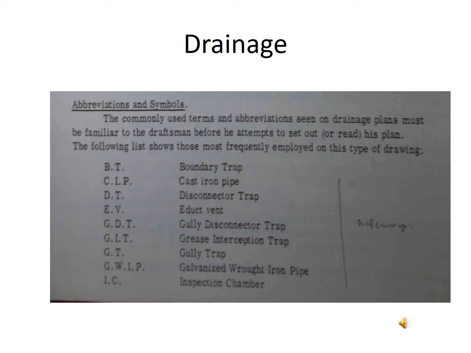PD is a boundary trap, CIB is a cast iron pipe, DD is a disconnector trap, EV is an EDAT vent, and the GDT, the gully disconnector trap, GIT, grease interceptor trap, GT, gully trap, GWIB, galvanized wrought iron pipes, and the IC, inspection chamber. Those are the symbols and the abbreviations for the drainage plan.